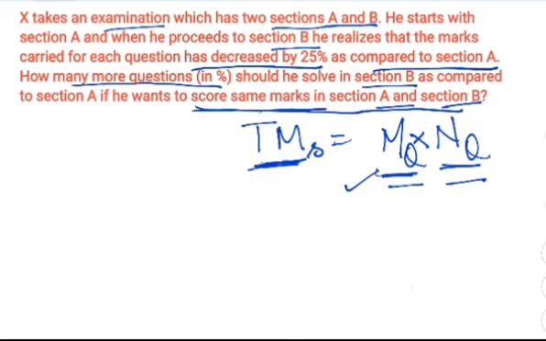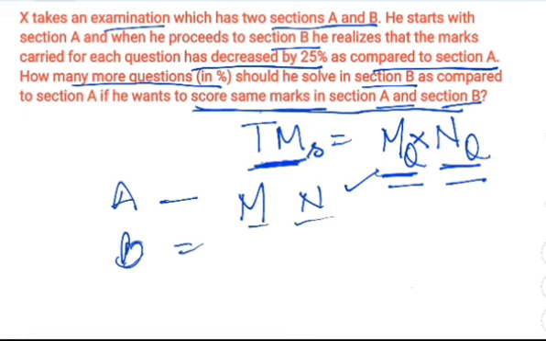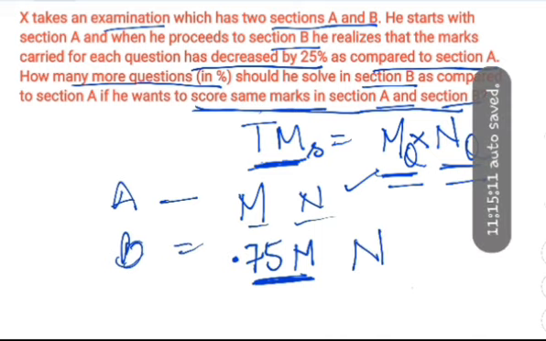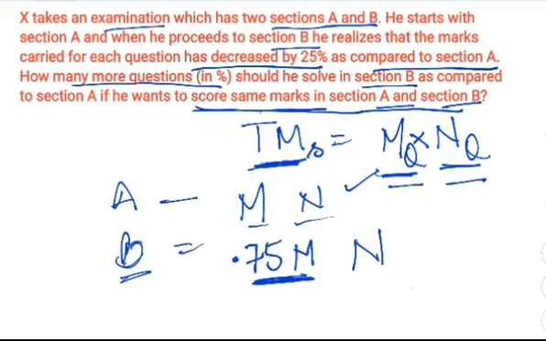Now, let us suppose in section A, the marks are M, and the number of questions is N. So in section B, we know that the marks has decreased by 25%. So that is only 75% of the marks of question in section A. So 0.75 M. So the marks carried by question of section B would be 0.75 M. So now we have to calculate the number of questions that a student would do in section B so that he gets the same marks.